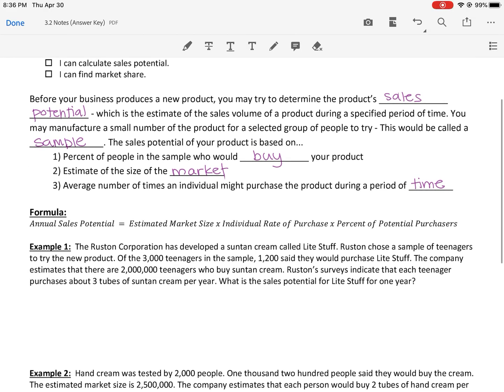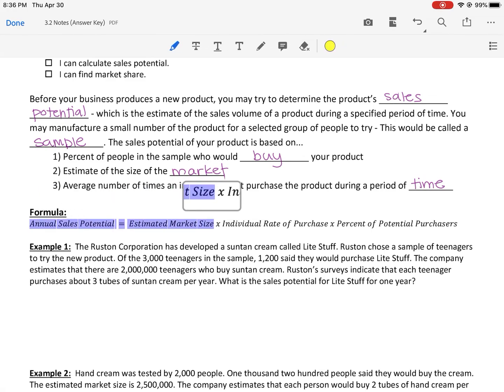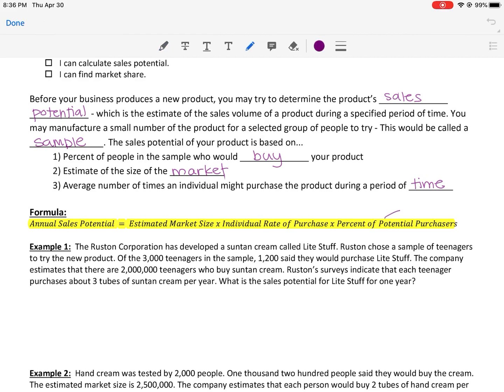Okay, our formula here is annual sales potential is the estimated market size times the individual rate of purchase times the percent of potential purchasers. As a reminder here at the end, make sure this is always a decimal, right? The percent of potential purchasers.